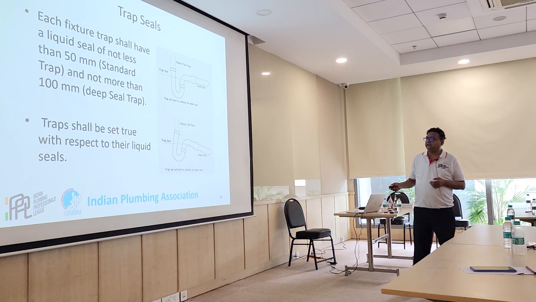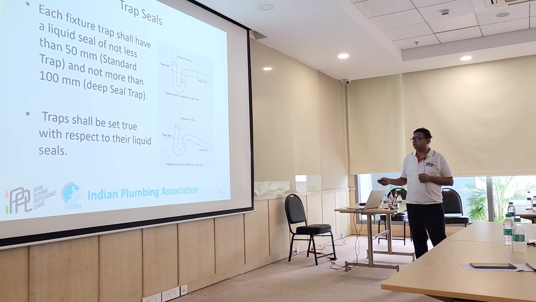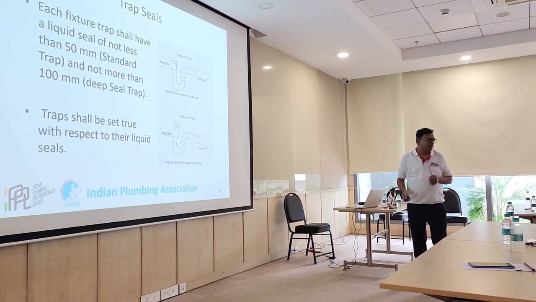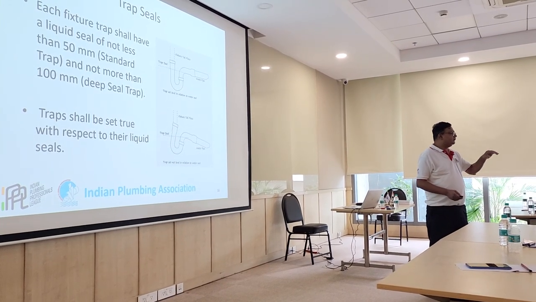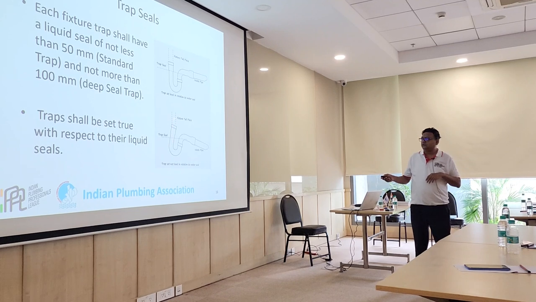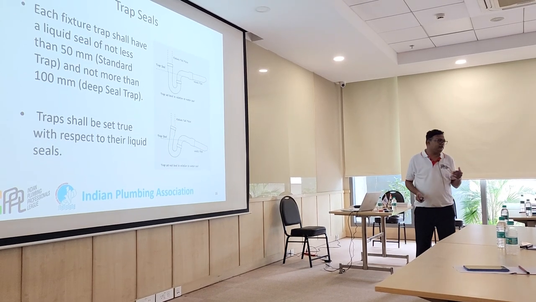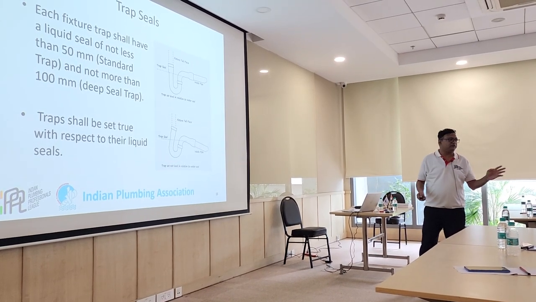Traps shall be set true with respect to their liquid seal. So they should not be angular. You have to maintain the slope of the pipe. In the pipe itself, you can't say, I will put the trap angular so that this slope can be maintained. No.